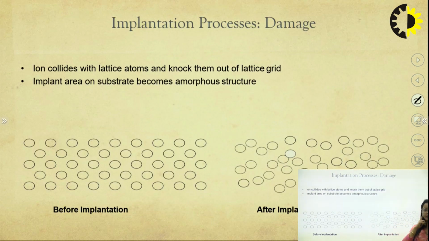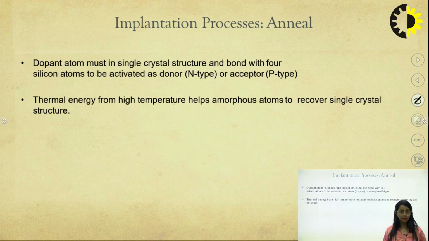Now, with the help of ion implantation, we have a before-implant and after-implantation situation. There is a lattice mismatch, or not only mismatch, after the collision the overall lattice gets disturbed. So when this lattice gets disturbed, what are we going to do? We are going to perform annealing. Annealing is a correction process in which thermal energy from higher temperature will help in settling down the lattice.